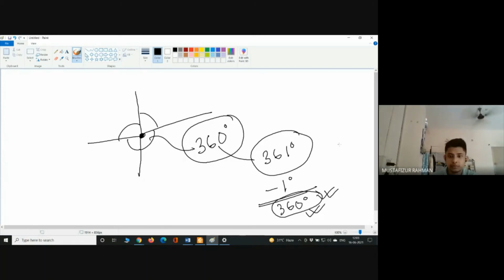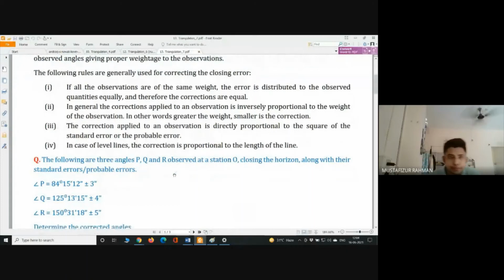Okay, like how we will correct the angles. Angle A has some value, angle B has some value, angle C has some value, angle D has some value, right? Now how we will correct them, because we have one error of 1 degree. So here are a few rules for correcting the closing error. First is, if all the observations are of same weight, okay, all are weight 1 or weight 2, same weight, then the probability that error we have made in all the angles is same because their weight is same. Okay, so therefore, the correction will be distributed equally.